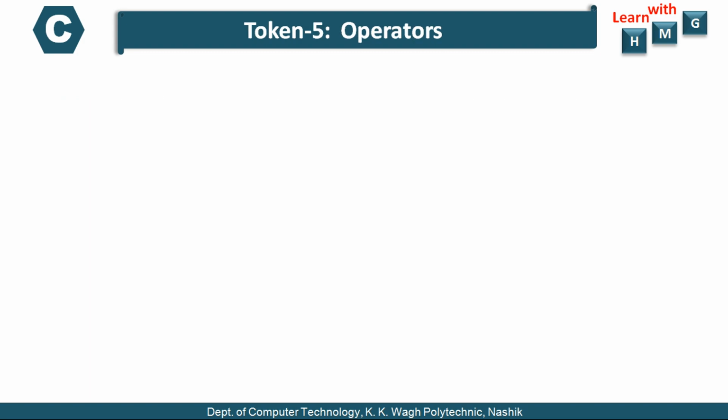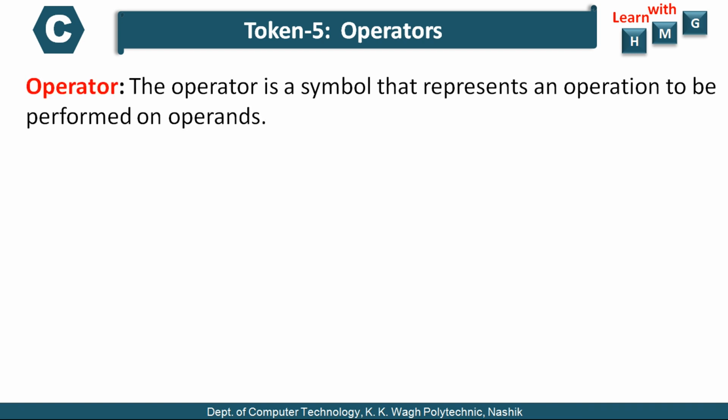The fifth token is operators. Whenever you are performing basic operations on data, it may be integer data or floating point data, certain characters are used. There are 6 types of operators, and an operator is a symbol that represents an operation to be performed on operands. Operator is nothing but a symbol, this symbol represents an operation, and this operation will be performed on certain data, and that is nothing but operands.